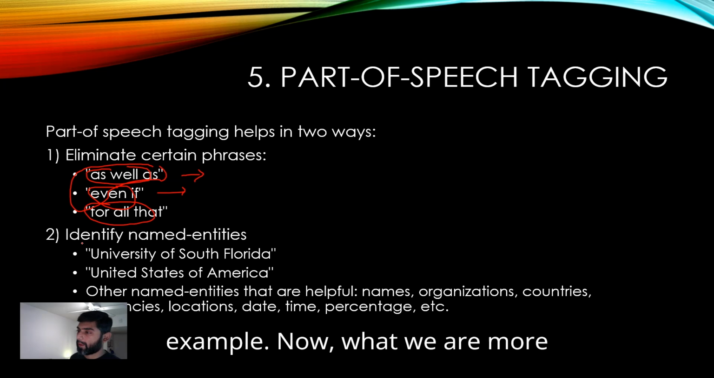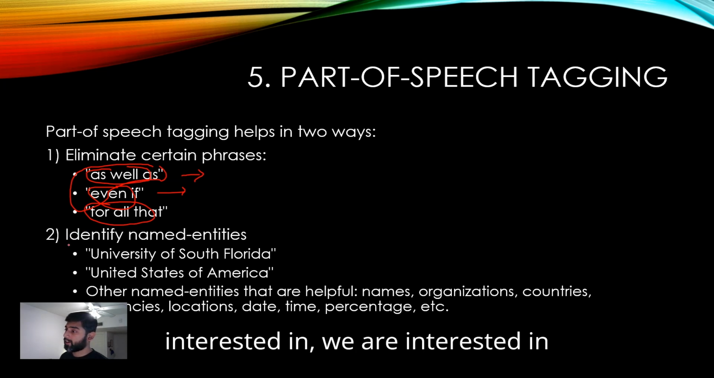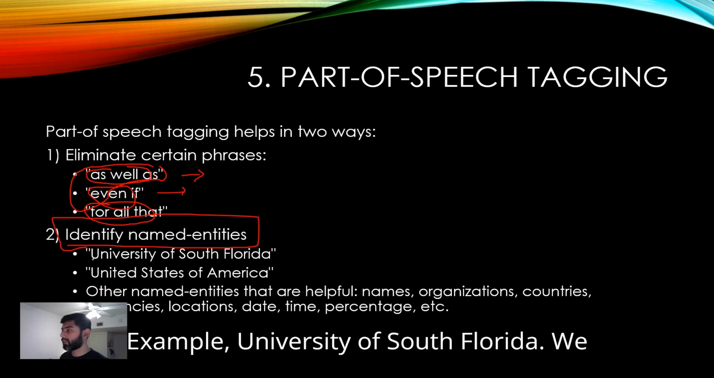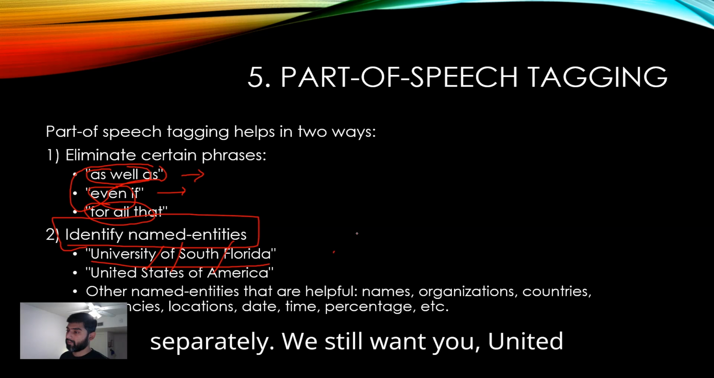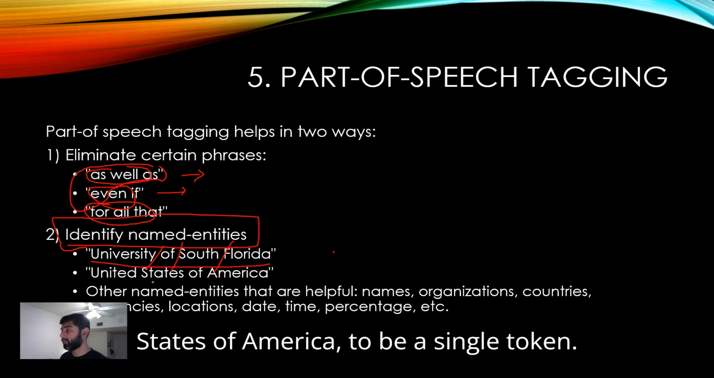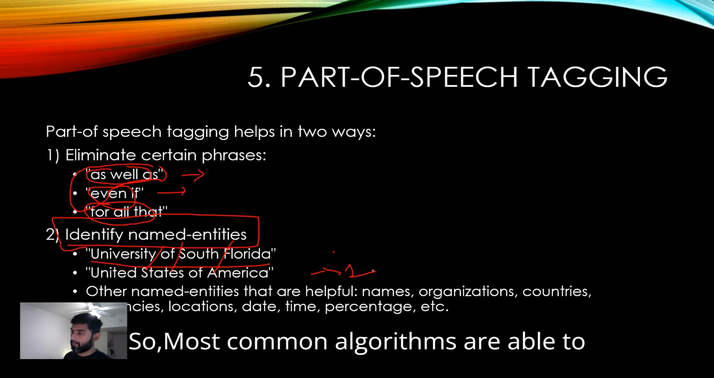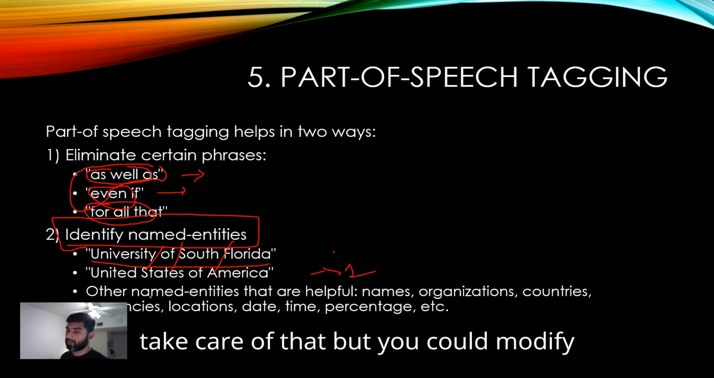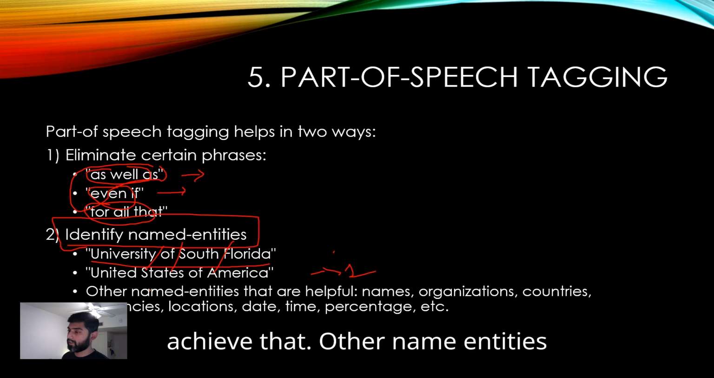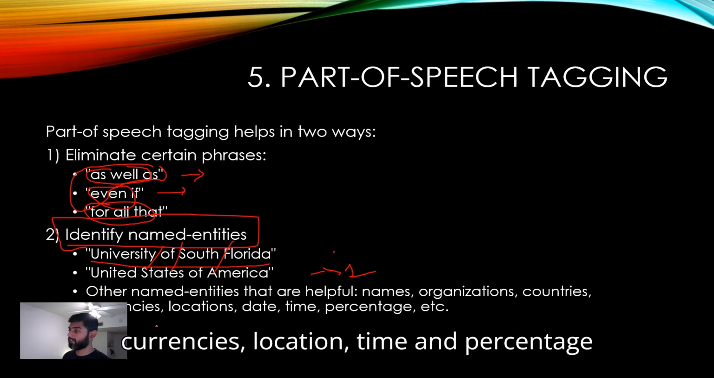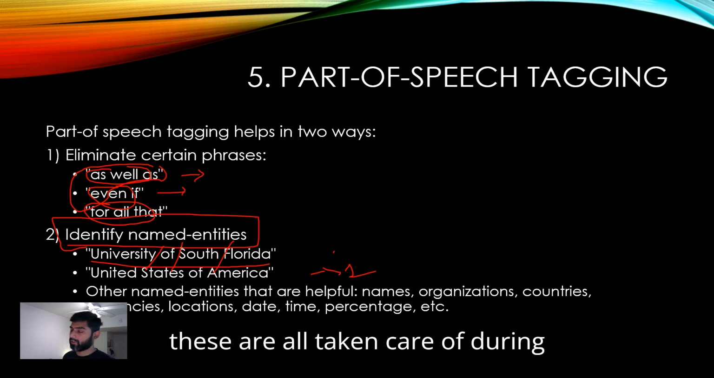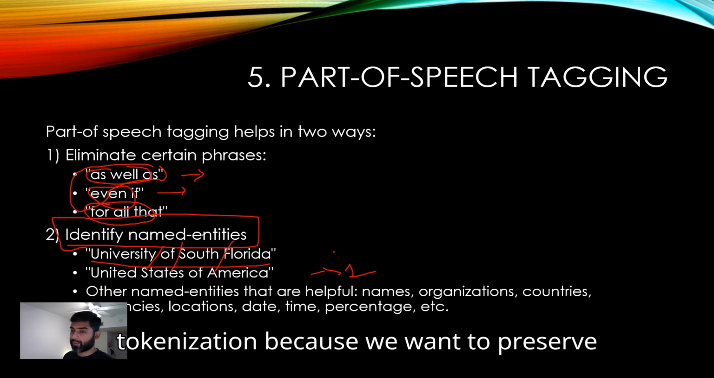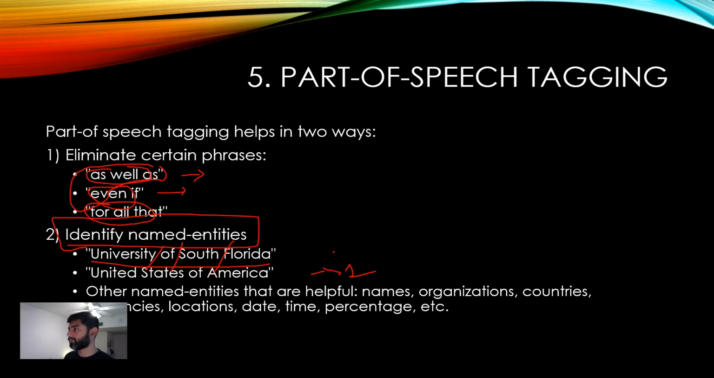Now, what we are more interested in is identifying the names of entities. For example, University of South Florida. We don't want to split this into three tokens so that they are treated separately. We still want United States of America to be a single token. Most common algorithms are able to take care of that, but you could modify the algorithms or create your own to achieve that. Other named entities like names, organizations, countries, currencies, locations, time, and percentages are all taken care of during tokenization because we want to preserve the meaning of those words too.